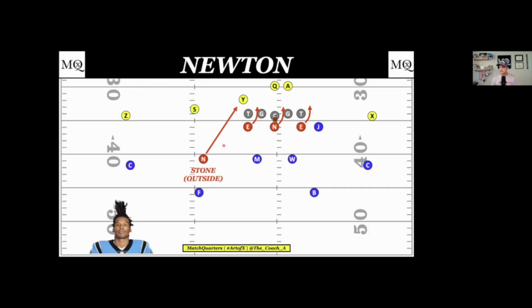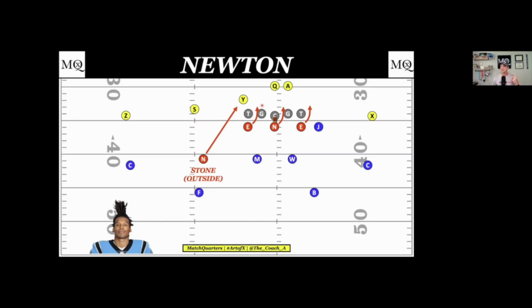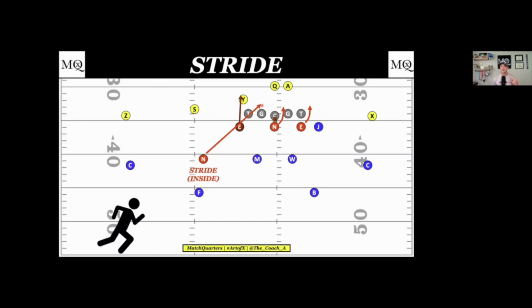I like to always use like words for tags. So you can call this stone for outside, call this Newton. He's going to attack outside. The counter to this is inside. This is called a stride path. So we have stone outside. We have stride inside. We are going to have the defensive end climb. We are then going to send the nickel underneath into that B gap. So all we're doing is an exchange. So here we're attacking the edge. This is the number one call that you see in nickel pressures.